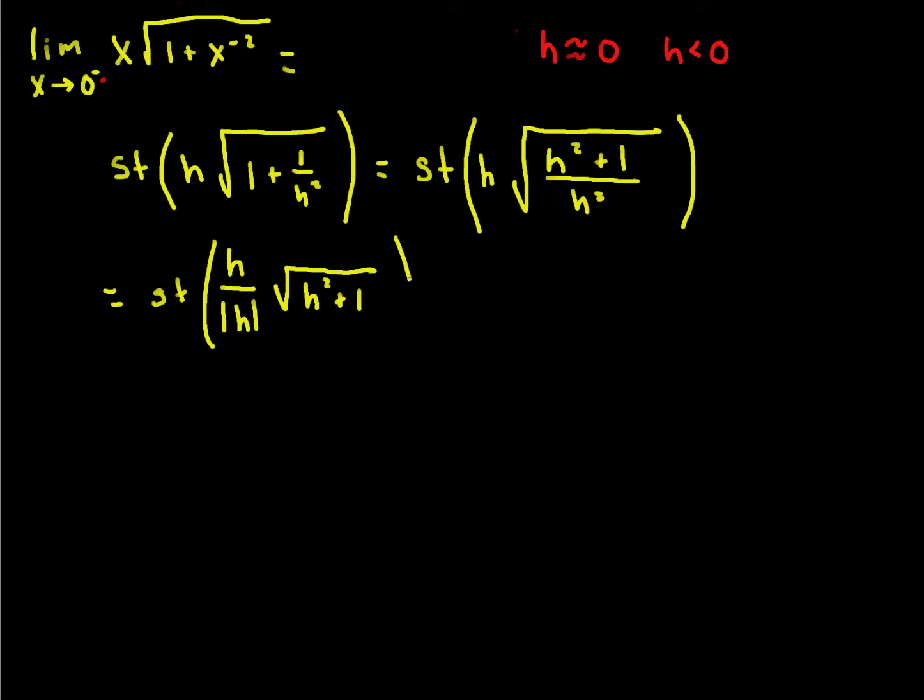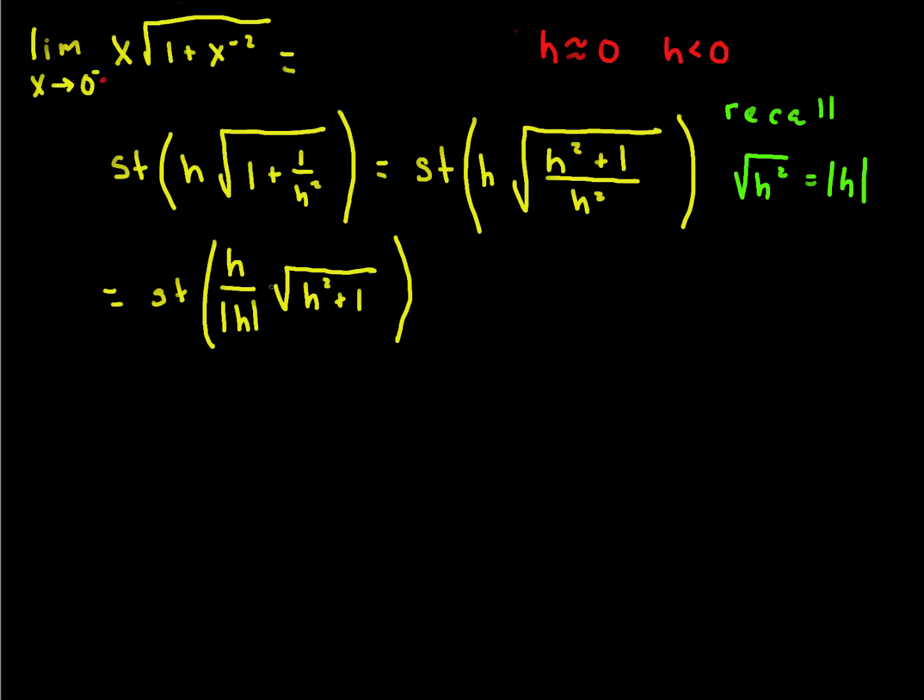Now, if you're scratching your head, why do I have an absolute value over there? Recall that by definition, the square root of h squared is equal to the absolute value of h, because the square root always returns a positive number. I don't know what h is. In fact, well, actually I do. It's negative. But h squared would be positive. And so the square root returns the positive value of h. So that's where that absolute value came from.